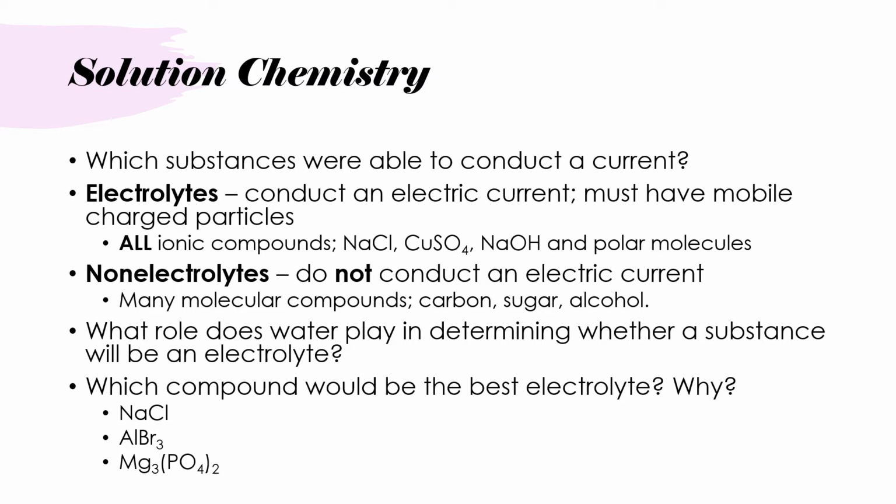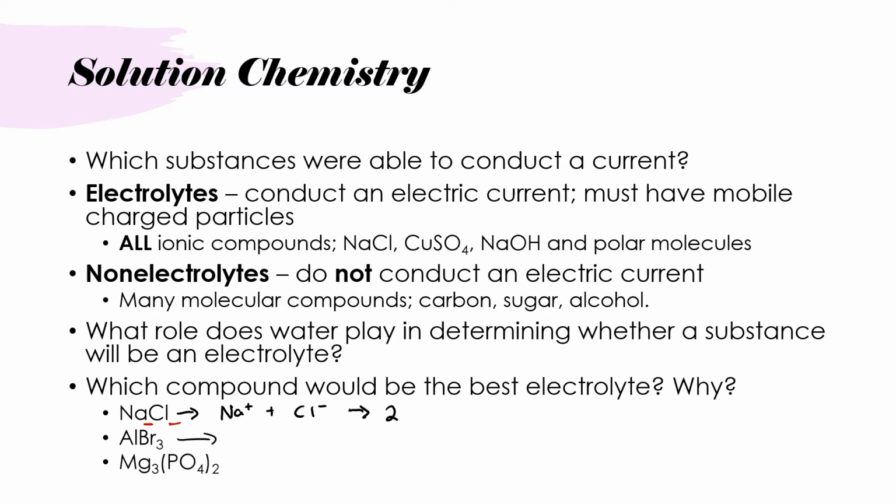Which compound would be the best electrolyte? This is determined by the ionic compound that releases the most number of ions. So let's work it out. We have NaCl. We know it splits up into Na plus and Cl minus, and that's a total of 2. Easier way is just to count the subscripts, y'all. Looking at the subscripts, they're both 1. It adds up to 2.